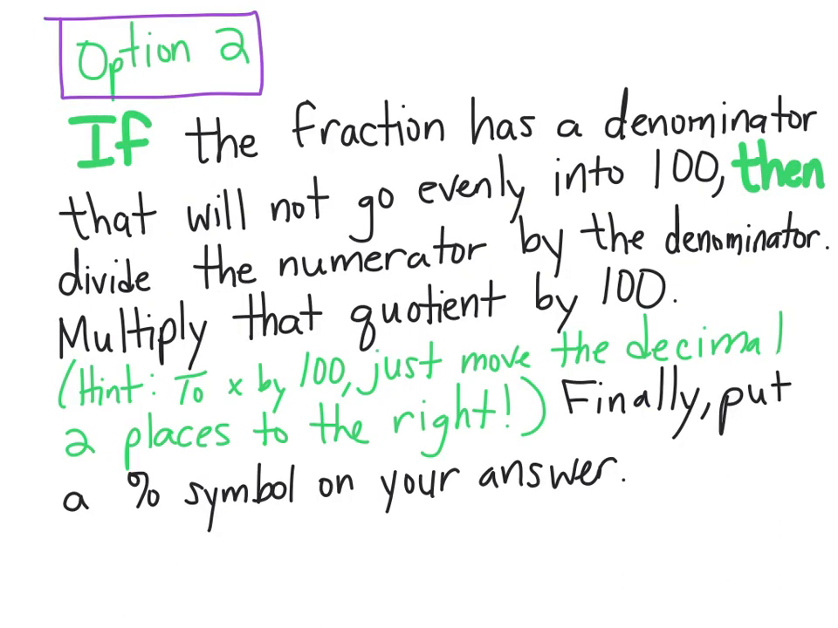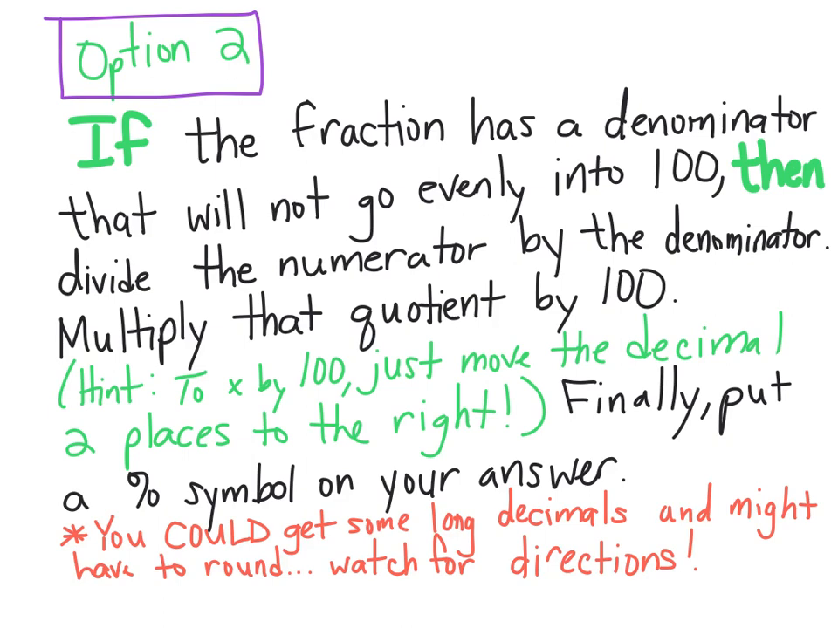Option 2 is going to seem a little trickier, but this one actually gets used more often because not all fractions do go into 100 evenly. So if the fraction has a denominator that will not go evenly into 100, then you divide the numerator by the denominator and multiply that final quotient by 100. This is the big trick that's going to save you a lot of time. When you're multiplying a number by 100, especially if it has a decimal, you remember you can just move that decimal 2 places to the right, and then when you're all done and you're ready to give your final percent answer, you'll just put your percent symbol on that final answer.